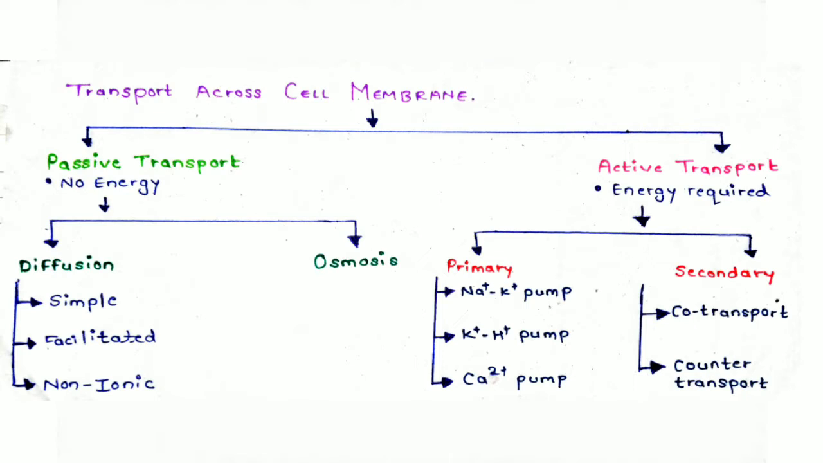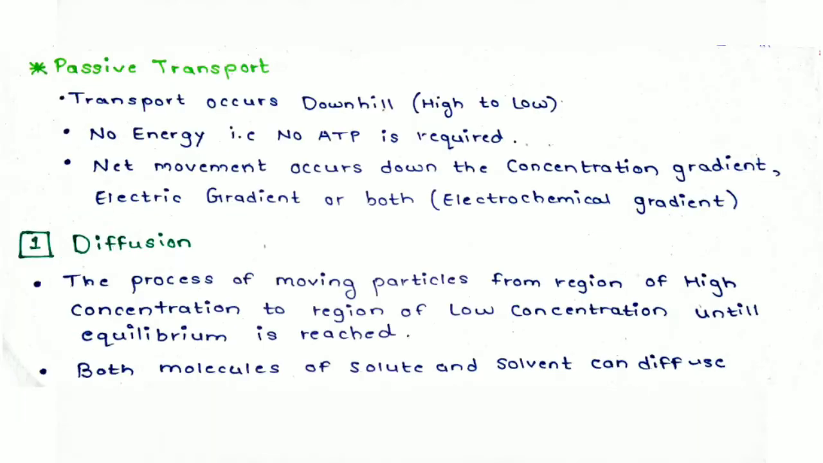So let's start with passive transport. Passive transport requires no energy, meaning no ATP is used in this process. Second, it is also called downhill transport because the movement occurs from higher concentration to lower concentration. The net movement always occurs down the electrochemical gradient, concentration gradient, or electric gradient.